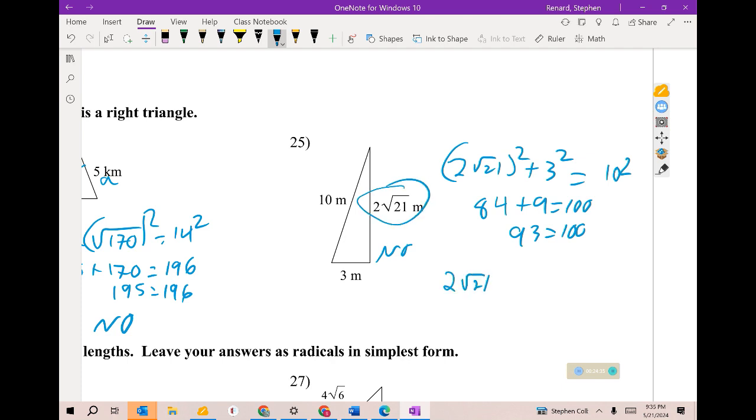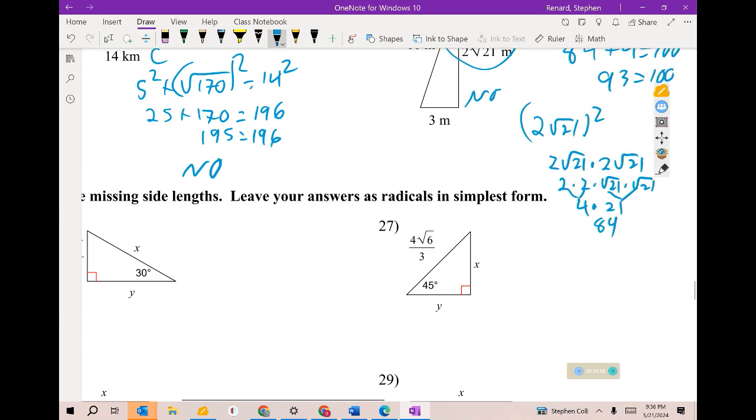Now notice what I did here. If I have 2 radical 21 squared, that's the same thing as 2 radical 21 times 2 radical 21. So that's 2 times 2 times the square root of 21 times the square root of 21. 2 times 2 is 4. The square root of 21 times the square root of 21 is 21. 4 times 21 is 84.